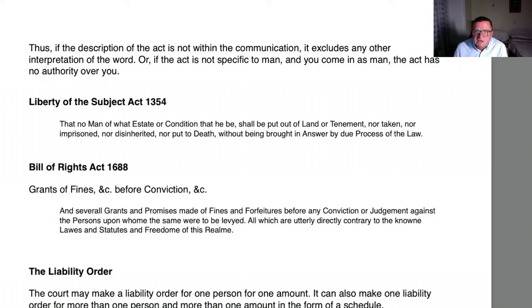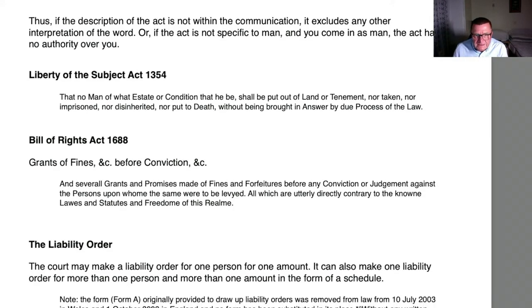But of course, process of law, if you don't understand this, you would think it means the garbage that's coming at you from every angle. A secondary body of information for your rights, again, if you need to expand them, is the Bill of Rights Act 1688, and specifically on grants and fines before conviction. Yeah, because these liability orders are fines, but you haven't been convicted. No, they have to get you to come in haplessly into contract. Then the vehicle is active, isn't it?